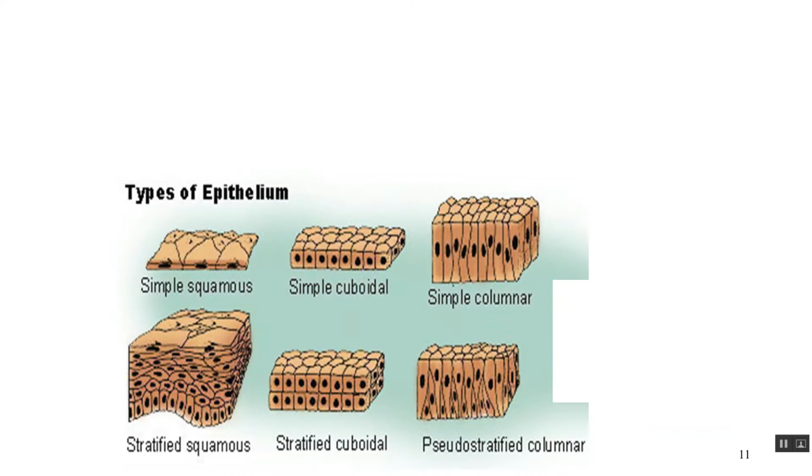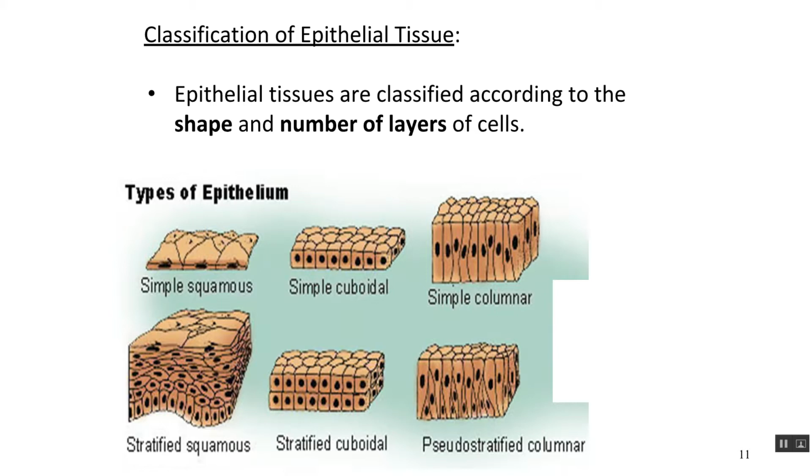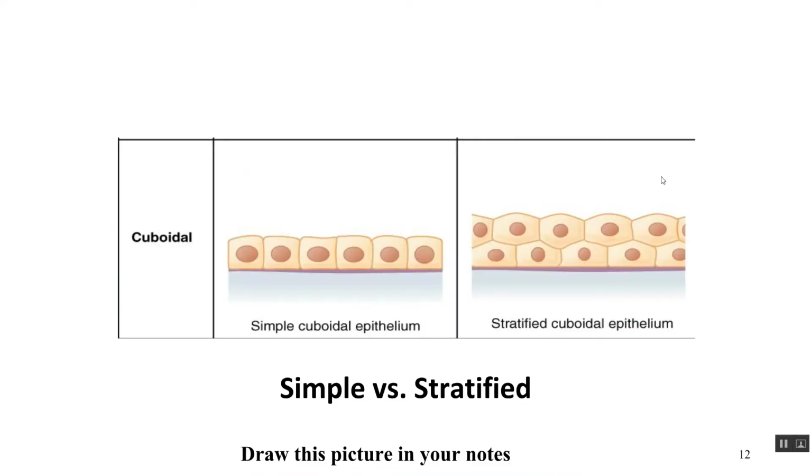So, types of epithelium. It's classified according to shape and number. We are going to be going through all of these. We're not going to get through all of them in one day, but we're going to start with the number of layers. So if it's number of layers, please write this down.